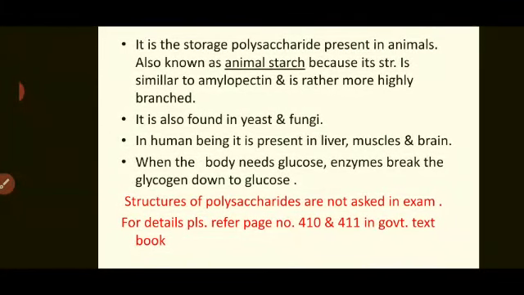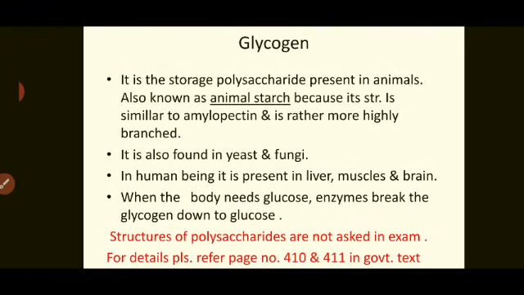I have written one note here. Structures of polysaccharides are not asked in the exam. For details, please refer to page numbers 410 and 411 in the government textbook. So what is important in this part then? First one is what is the constituent of starch or cellulose or glycogen. Second one, the difference between amylose and amylopectin, the components of starch, etc.